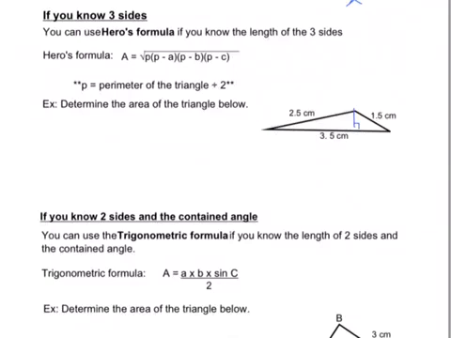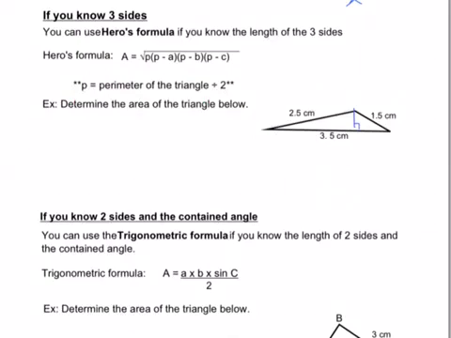So the first formula we're going to look at is called Hero's formula. And this is Hero's formula. Now I don't expect you to memorize this. This would be something to put on your memory aid. So the area is equal to the square root of P. P is written down here. P is the perimeter of the triangle divided by 2. So you would need to add up all the sides and then divide it by 2 to find your P.